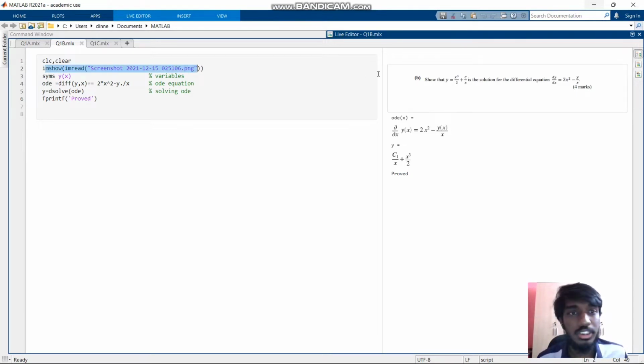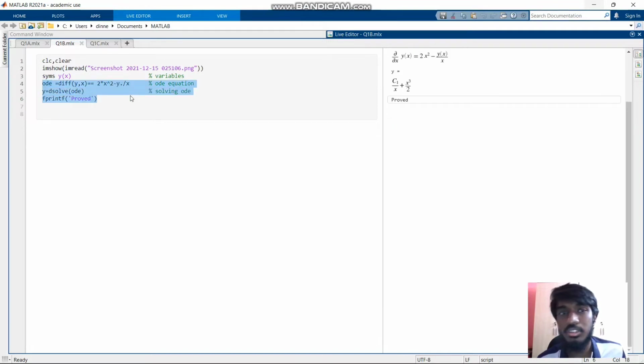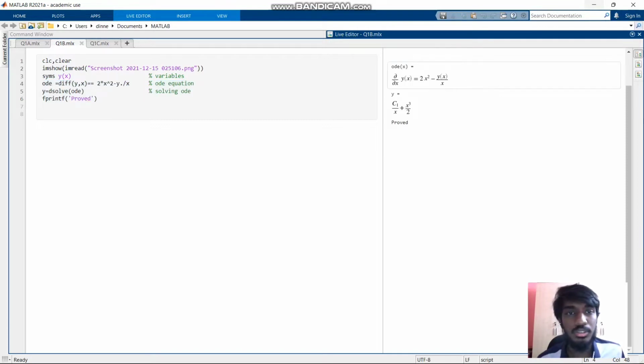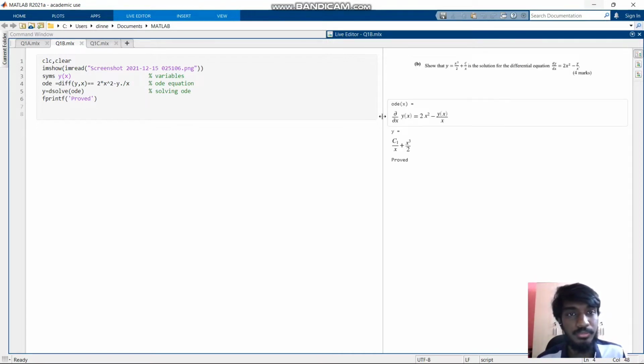This is for showing the image, and here ODE differentiation is for the differentiations. So you will get the y value, and fprintf is used to print the proof. This is the output: y equals c over x plus x cubed over 2. So it is proved that this is the solution for the differential equation.